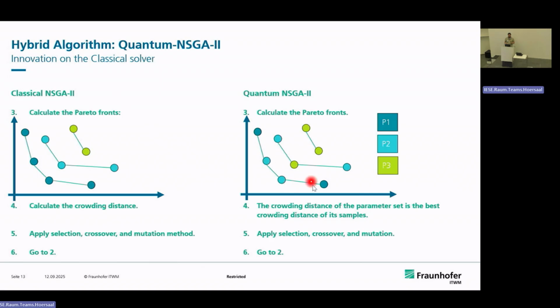And then the crowding distance of the parameter set, which we also need as a trade-off to decide where to do the split for the population, is similarly assigned by the crowding distance of its samples, as we would do for the classical part. And then we also apply the selection, crossover, and mutation, and we repeat this process.